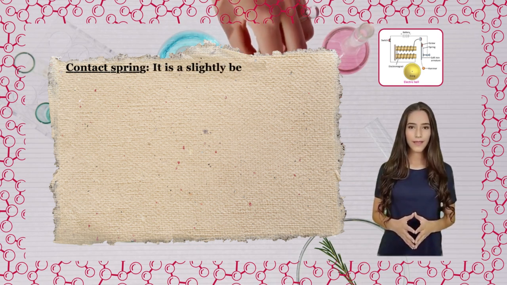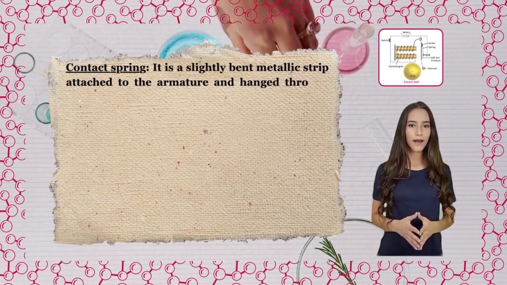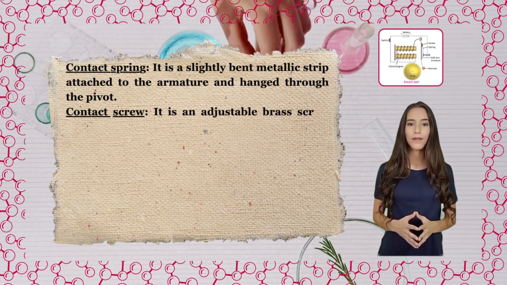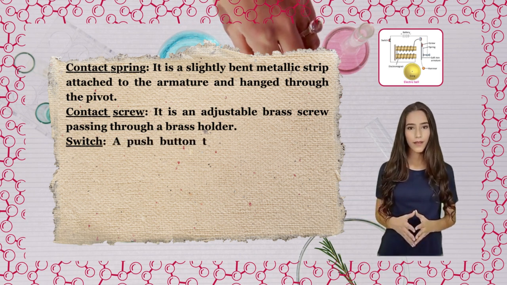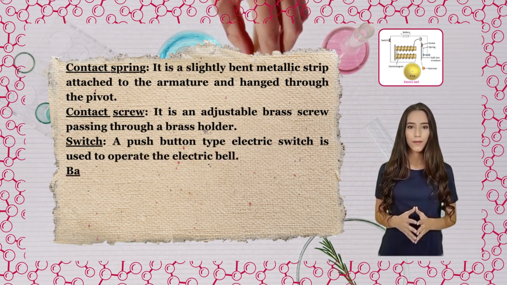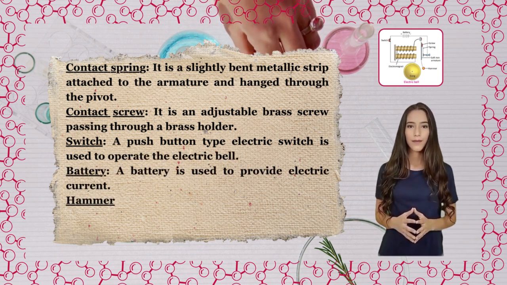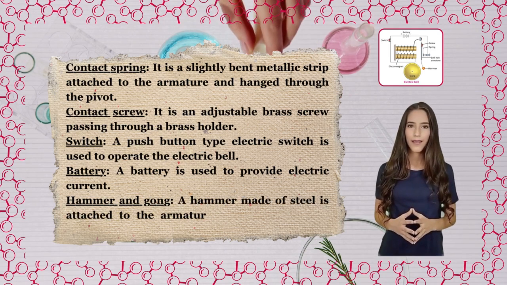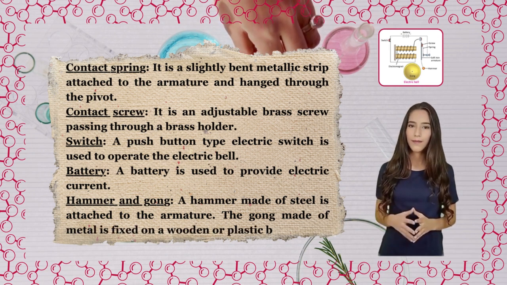Contact spring. It is a slightly bent metallic strip attached to the armature and hangs through the pivot. Contact screw. It is an adjustable brass screw passing through a brass holder. Switch. A push-button type electric switch is used to operate the electric bell. Battery. A battery is used to provide electric current. Hammer and gong. A hammer made of steel is attached to the armature. The gong made of metal is fixed on a wooden or plastic board.